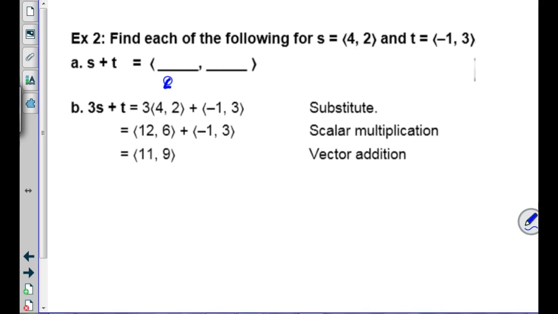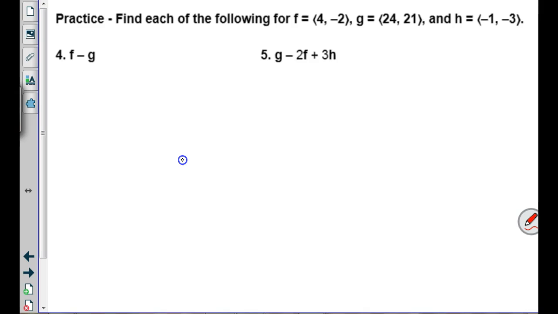So the first one, for example, says add these two vectors. You would literally just add 4 plus negative 1 would be 3. And back here, 2 plus 3 would be 5. Everybody good? This one's done for us. If you had to do 3 times s and then add t, you would take the s vector and multiply each part of it by 3 so that it's 3 times as long in each direction. And then you would add the t vector and get this.